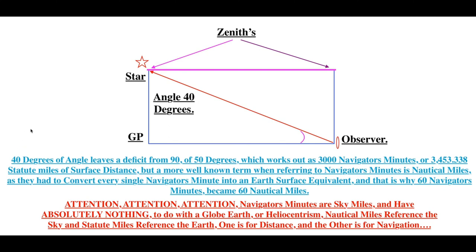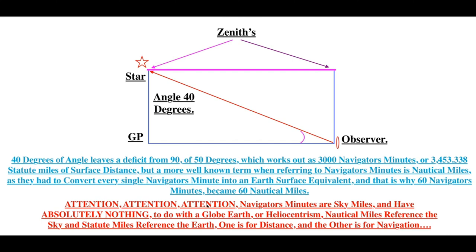40 degrees of angle leaves a deficit from 90 of 50 degrees, which works out as 3,000 navigators' minutes, or 3,453.338 statute miles of surface distance. But a more well-known term when referring to navigators' minutes is nautical miles, as they had to convert every single navigator's minute into an Earth surface equivalent, and that is why 60 navigators' minutes became 60 nautical miles.